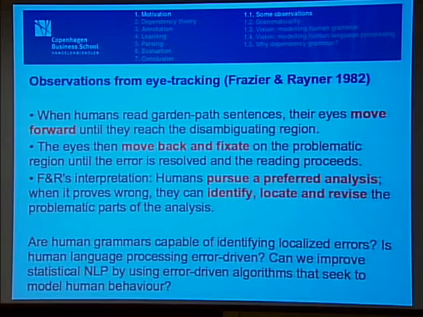So the question is, are humans' grammars capable of identifying localized errors? And I think there's some reason to suggest that they are. Is human language processing error-driven? Again, if we look at psycholinguistics and these eye-tracking experiments, it seems that some kind of error-driven processes are taking place. And then the third question, which is of course an open question: can we improve statistical NLP by using error-driven algorithms that seek to model human behavior? So those were the two observations.